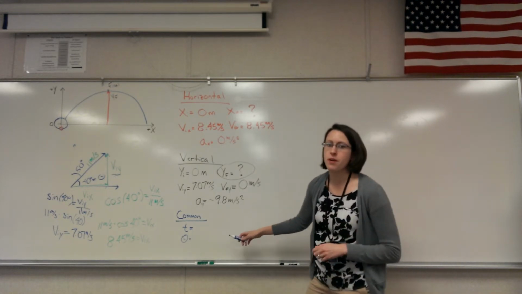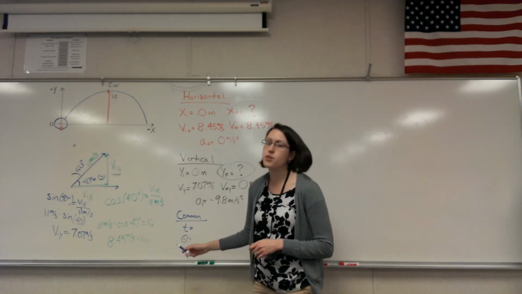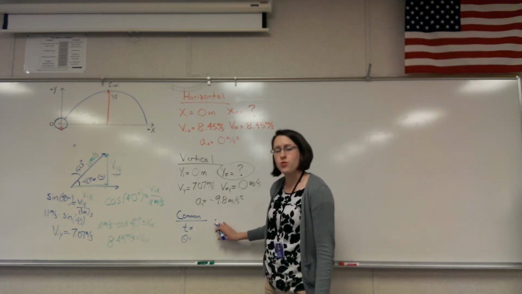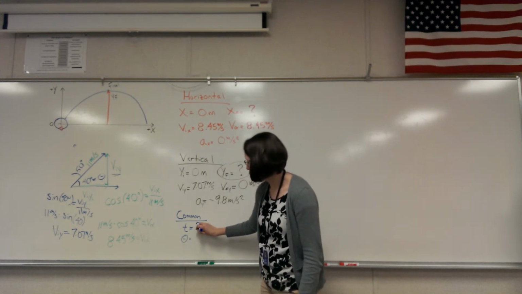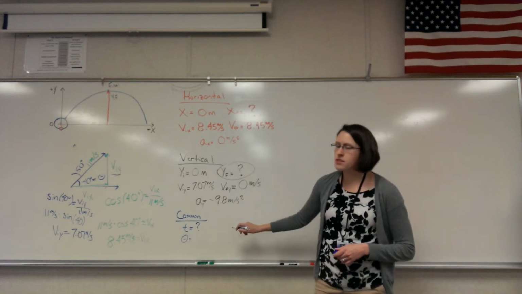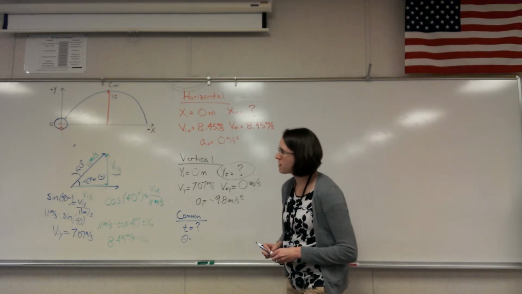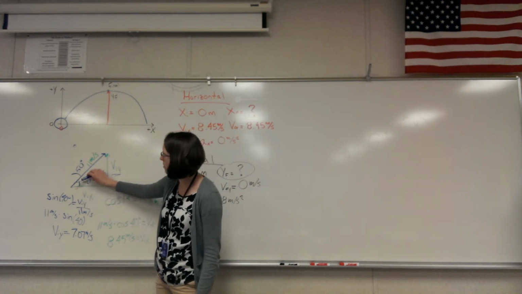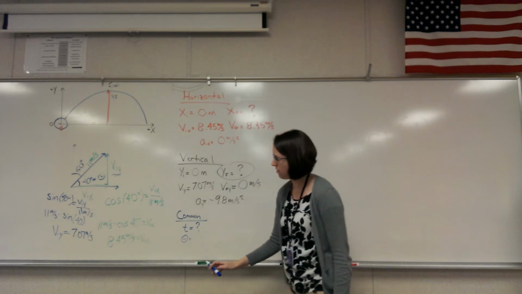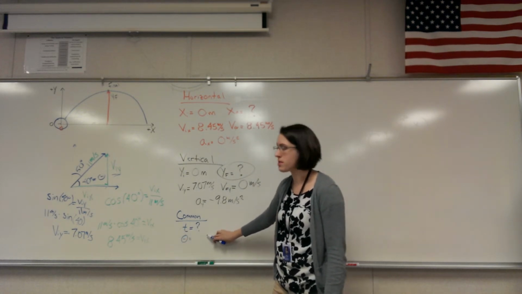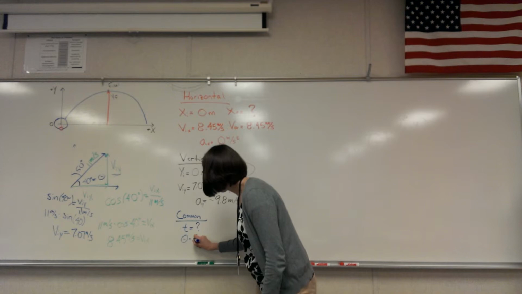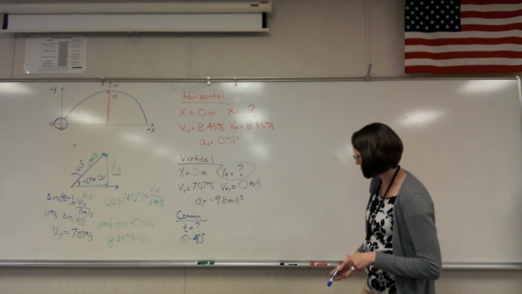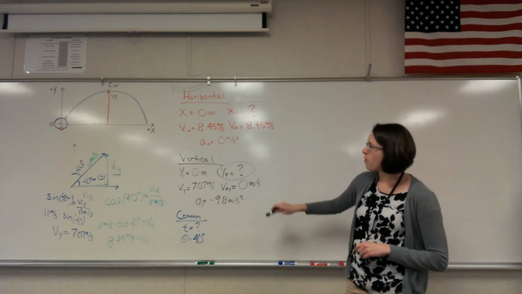Now let's look to our common variables. We know that time is common between the horizontal and vertical directions. For this case, we're not sure of the time. We're not given the time yet. Theta is our launch angle. So the angle that this ball was launched at originally, we found to be 40 degrees. It's 40 degrees above the horizontal. Theta was our angle from the horizontal. That's 40 degrees.